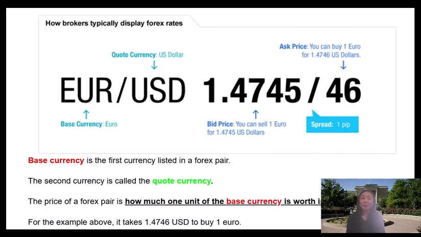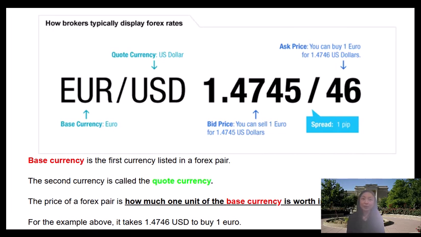In forex markets, we use three-letter codes. EUR stands for euro and USD stands for US dollar. Suppose we see a quote like EUR/USD equals 1.4745, 1.4746. What does this mean? In this pair, euro is the base currency and USD is the quote currency.